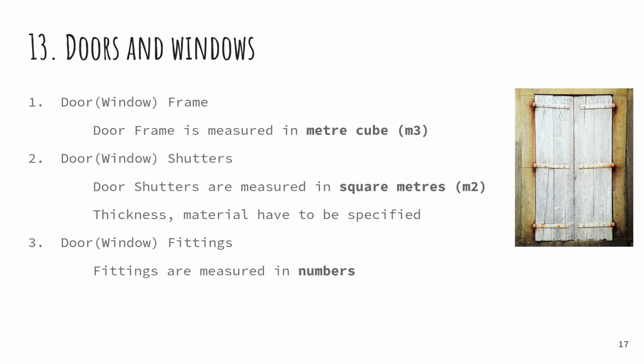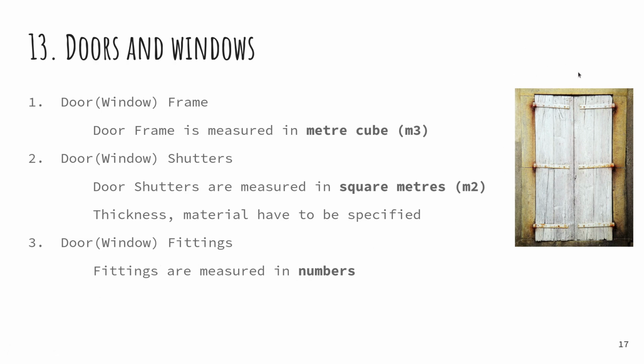The next one is doors and windows. So, well, there are three parts to it. The first one is the door frame. So, door frame is measured in cubic meters, and then we have door shutters or window shutters measured in meter square, and door fittings are measured in numbers.